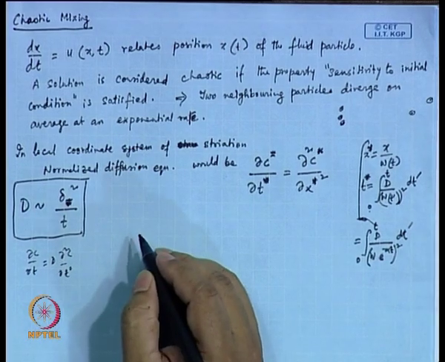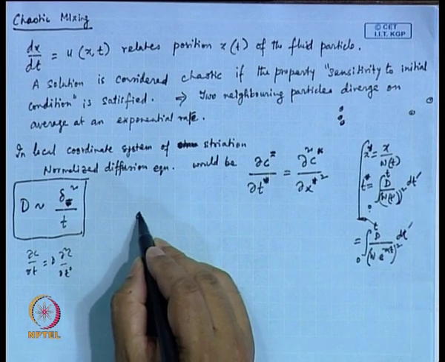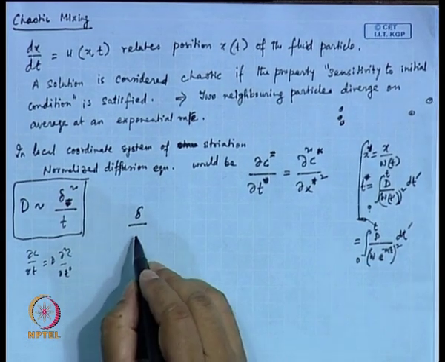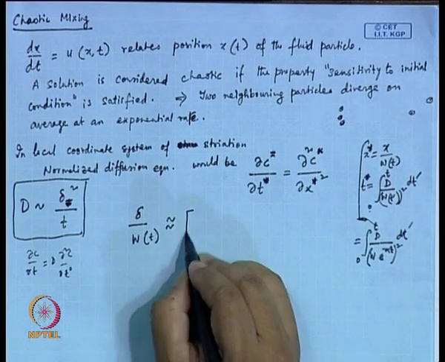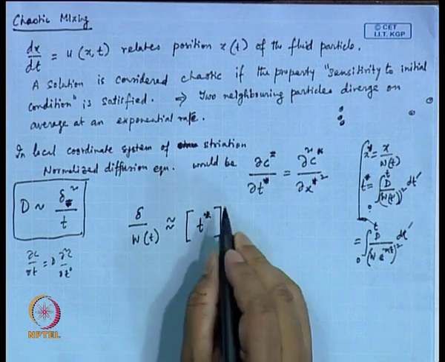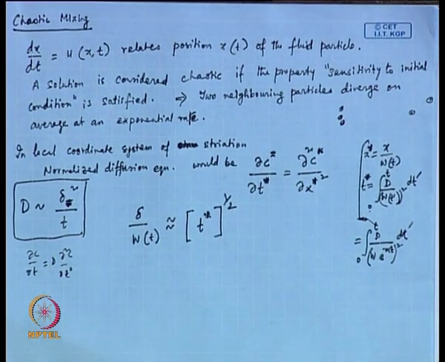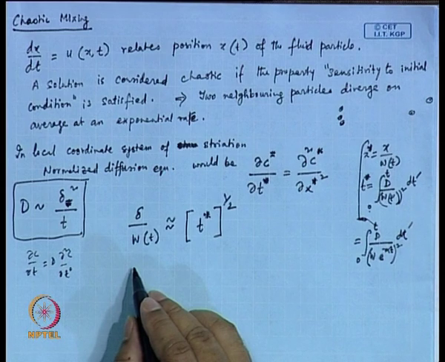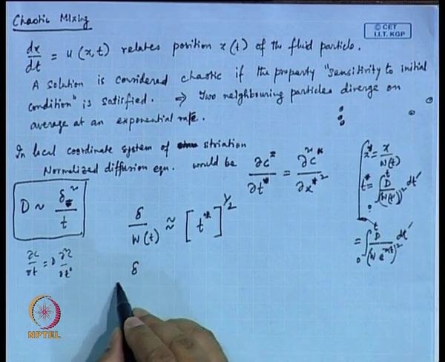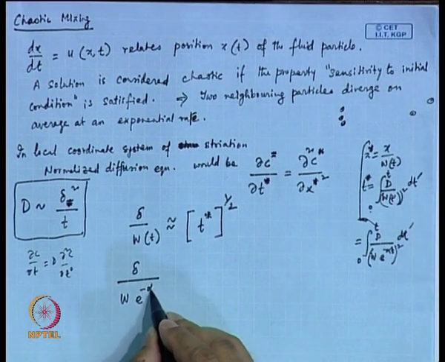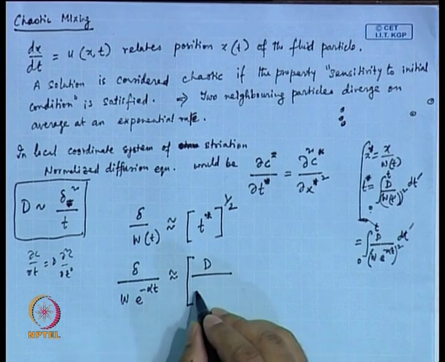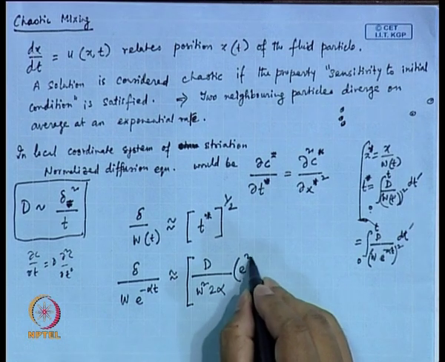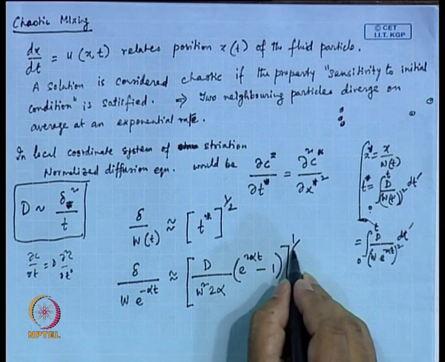Now, D scales to delta square by t. So, what you can write here is that delta by Wt is of similar order to t star to the power half. And this Wt, what you would be writing here is delta divided by W e to the power minus alpha t, and you can continue this way: this is equal to D divided by W square into 2 alpha into e to the power 2 alpha t minus 1, to the power half.